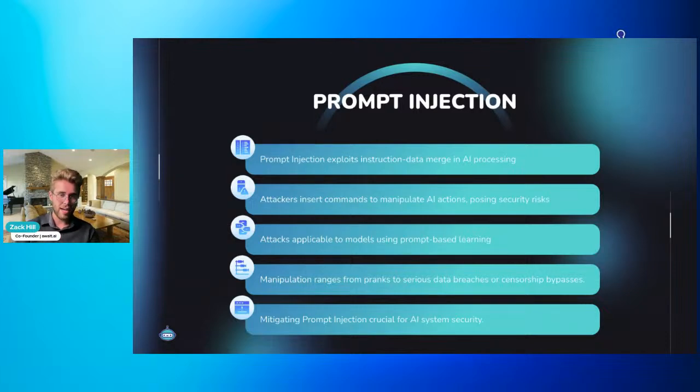Now, the impact of such exploitation ranges from seemingly harmless pranks to potentially severe outcomes, such as bypassing hate speech detection or leaking sensitive information. Now, understanding and mitigating prompt injection attacks are vital for maintaining the security and integrity of your AI systems. Next, we'll focus on denial of service attacks tailored explicitly for AI systems.